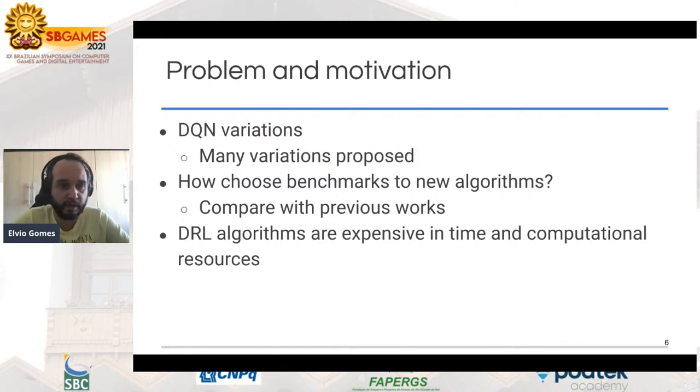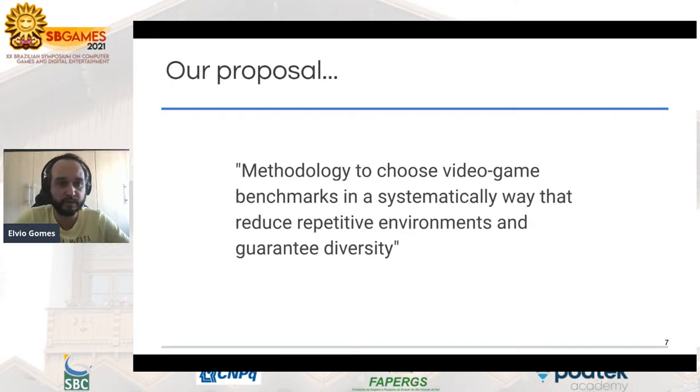But deep reinforcement learning algorithms are expensive in time and computational resources. And if you have a lot of benchmarks, you spend a lot of time. So we think that a good choice of benchmarks will save time and computational resources. Our proposal is basically to create a methodology to choose video game benchmarks in a systematic way that reduces repetitive environments and guarantees diversity in these environments.